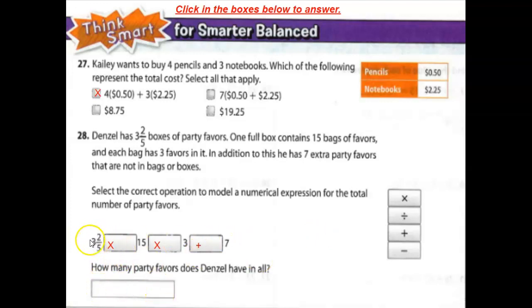Remember, when you're multiplying a mixed number like this, you need to turn it into an improper fraction. So 5 times 3 plus 2. 15 plus 2 is 17. 17 over 5 times 15. Work it out. It takes a while, but you'll get there.